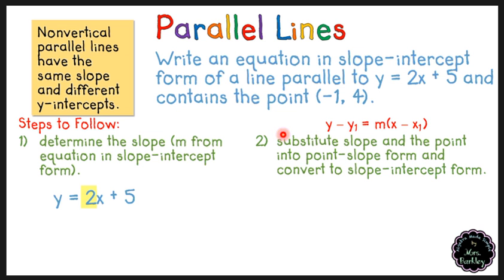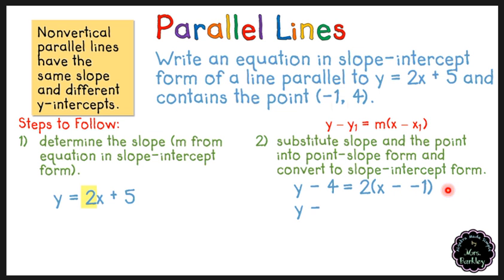So we are going to plug these values, or substitute these values, into our point-slope form equation. We are going to take our slope from this equation and our point that is given to us, and substitute those values into the equation. So we would have y minus 4 equals 2, our slope of 2, and in parentheses x minus our x sub 1 value of -1.